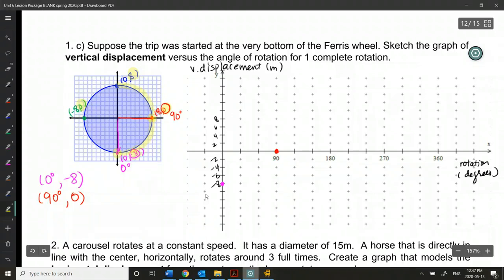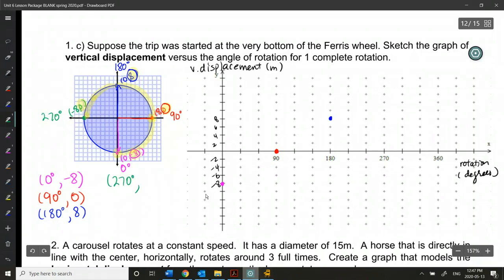Okay, and then next location here, we've now rotated 180 degrees from where we started. And look at the y coordinate at that location. We are at a displacement of 8 meters above the center. So we're going to go and plot that point here. Next location here, we've now rotated another 90 degrees, so that is 270 degrees from where we started. And looking at the y-coordinate here, we can see we are 0 units above or below the center, or 0 meters.